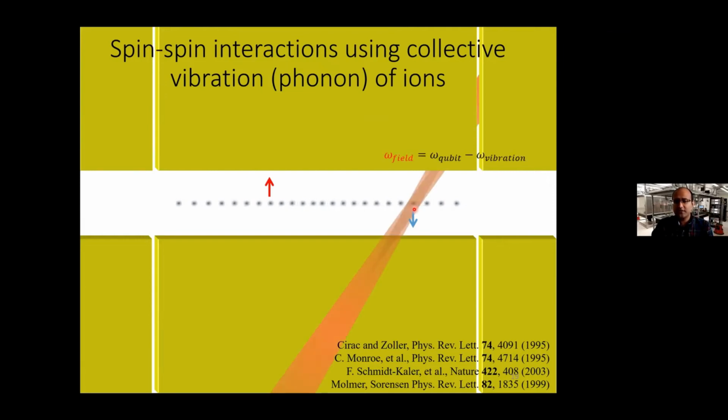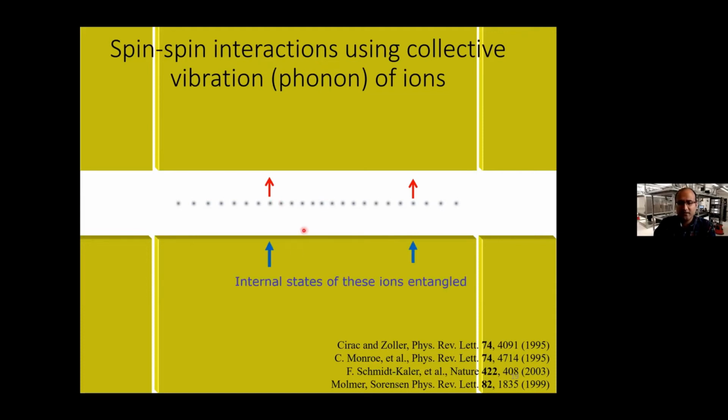So now you can conditionally flip that second spin by sending another laser beam where the frequency is the qubit frequency minus the vibration frequency. As you can see, if you did not flip the first spin, you would not have this phonon to start with, and the second spin would not flip. So this is essentially how you entangle the internal states of two spins. This goes by the name of Mølmer-Sørensen interaction, and there's a list of different schemes, starting with Cirac and Zoller from 1995, where they proposed this way of making ion spins interact with each other.